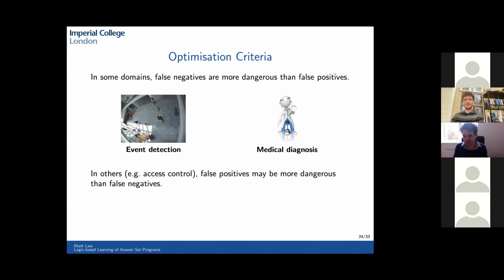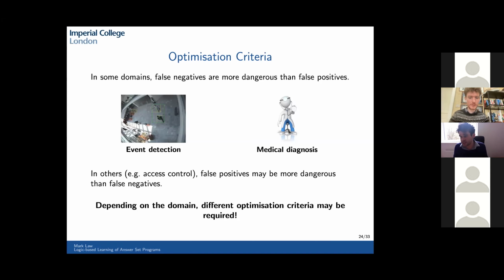In other domains, though, the reverse is true. So for instance, in access control, false positives are far more dangerous than false negatives, because if you grant somebody access to something that they shouldn't be able to see, you can't undo that. They've seen something that you didn't want them to see. Whereas a false negative, while it may be annoying in that the user can't see something they should be able to see, you can correct that later on. And so depending on the domain, we may want to change the mechanism of scoring within our learning approach.